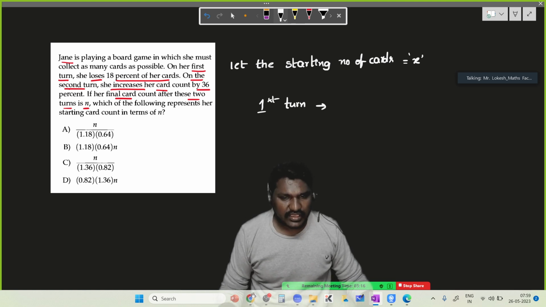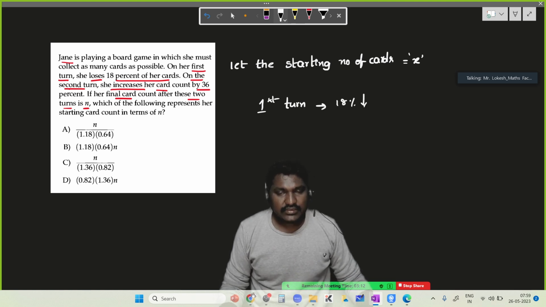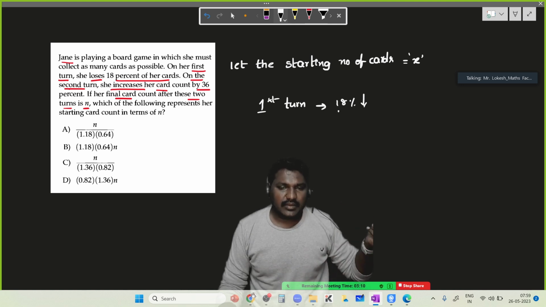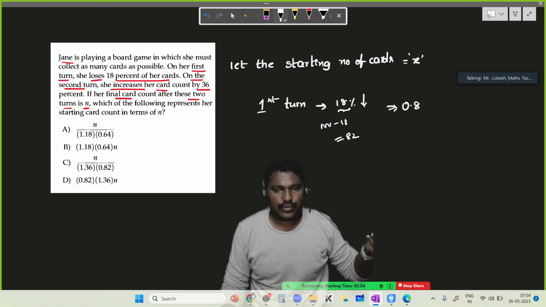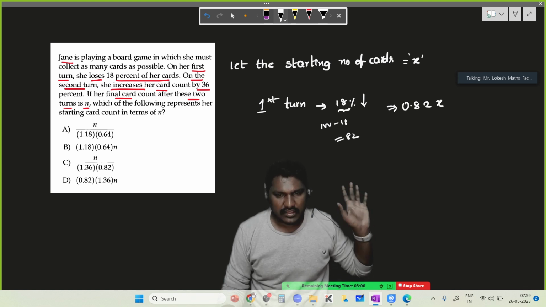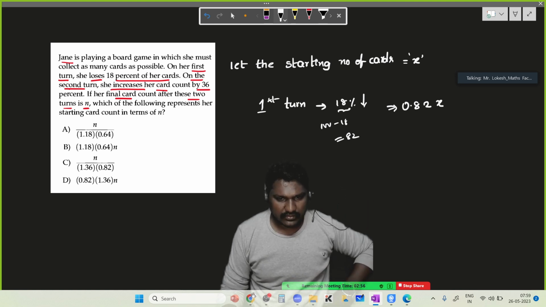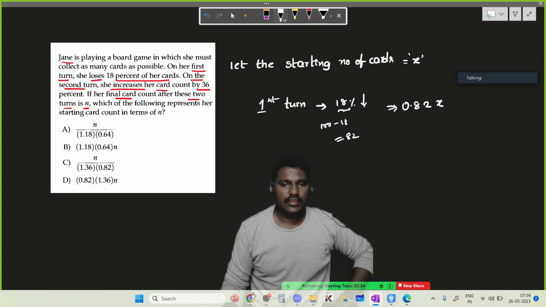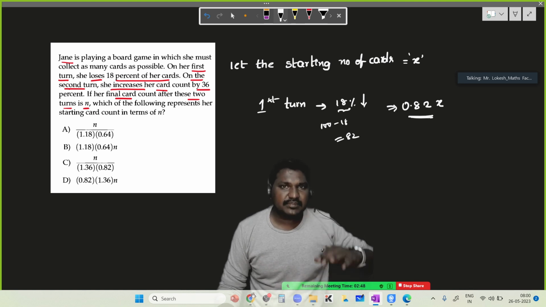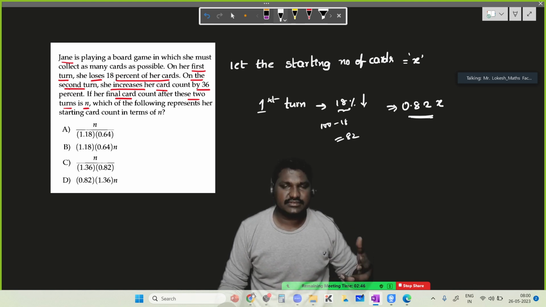In the same way, here she lost 18%. Now the existing cards will be 100 minus 18, which is 82. So we need to multiply with 0.82. So the value will be 0.82 times x. I hope you are clear with this. 0.82, because if it is 20%, then 0.8 is the factor. Here it is decreased by only 18%. So 0.82 times x.